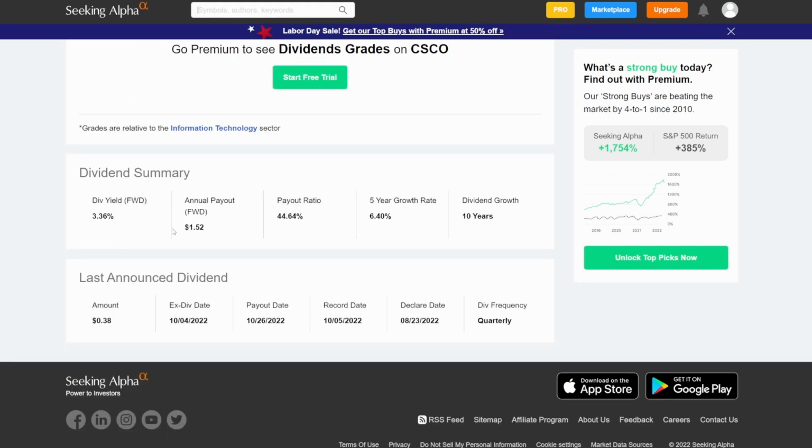Cisco offers a dividend yield of 3.36%, a payout ratio of just around 45%, and a 5-year growth rate of 6.4%, and that comes with a dividend growth rate of 10 consecutive years.